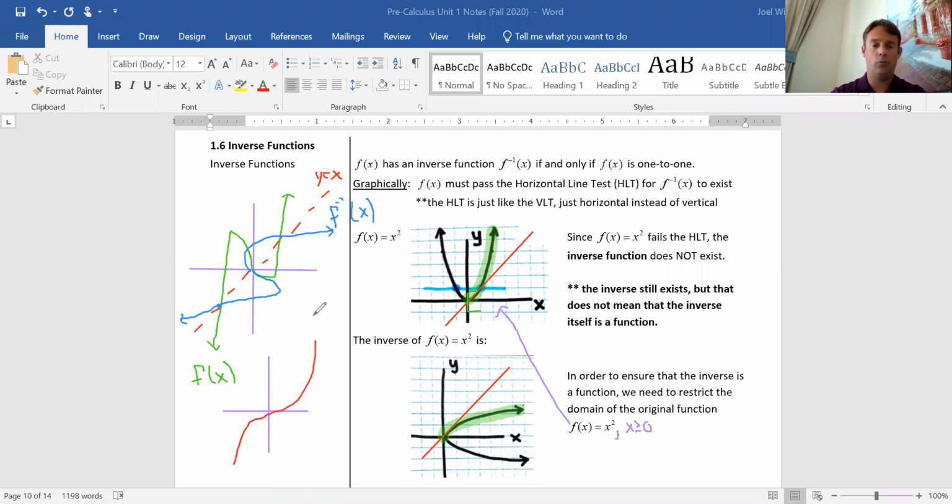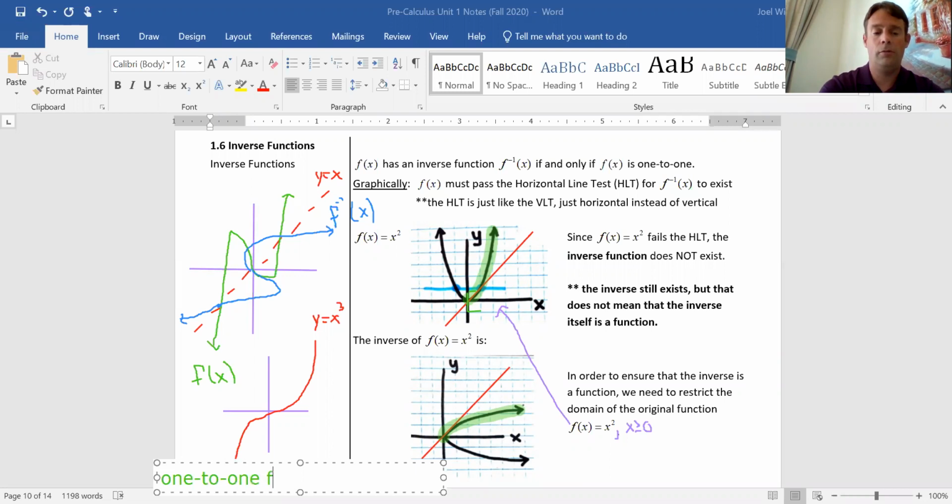By the way, sometimes you'll deal with a function like this, just a straight function y equals x cubed. But if you notice, the entire function passes the vertical line test and it would have passed the horizontal line test. So for this function, I wouldn't need to limit the domain. The entire function I can find the inverse of. And that type of function is a very special function. We call it a 1-to-1.